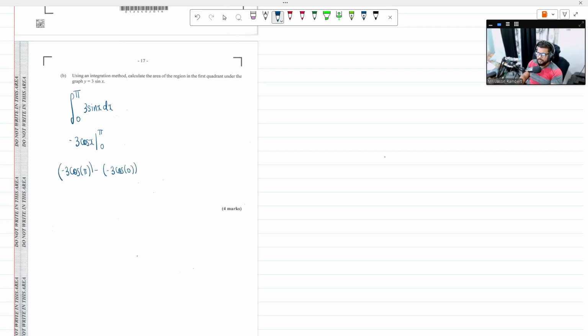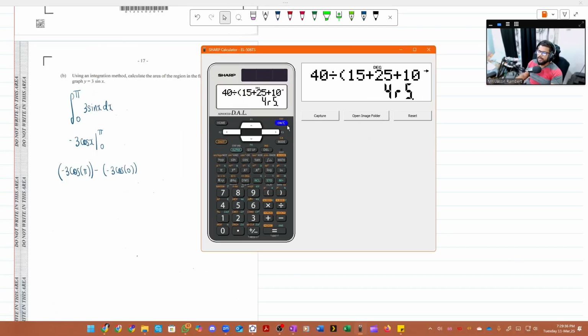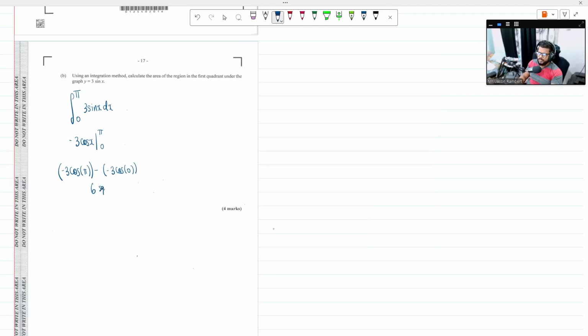Now put this in radians and calculate it on the calculator. Exactly as you see it here, so you don't get mixed up with the minus signs. Open bracket, I'm changing degrees to radians first. Minus 3 cosine pi, take away, open bracket, minus 3 cosine 0, close bracket. Good. Equals 6. 6 square units, because they told us this is an integration.